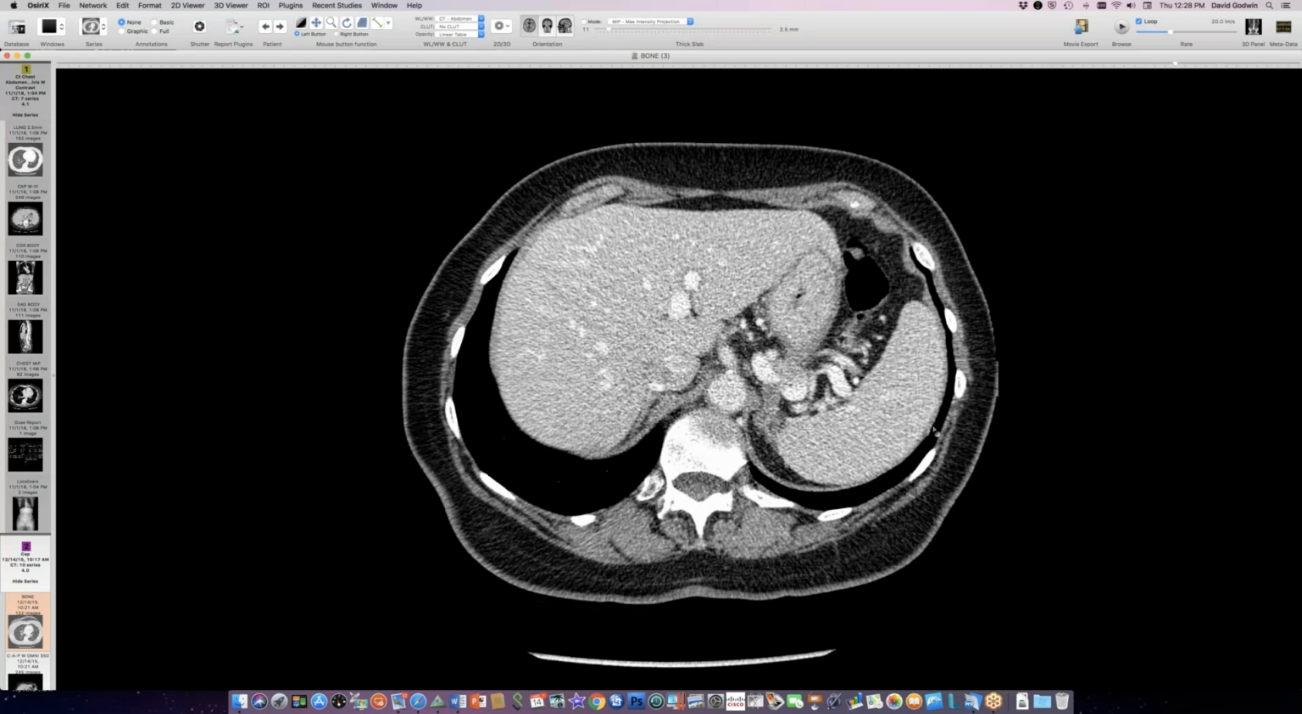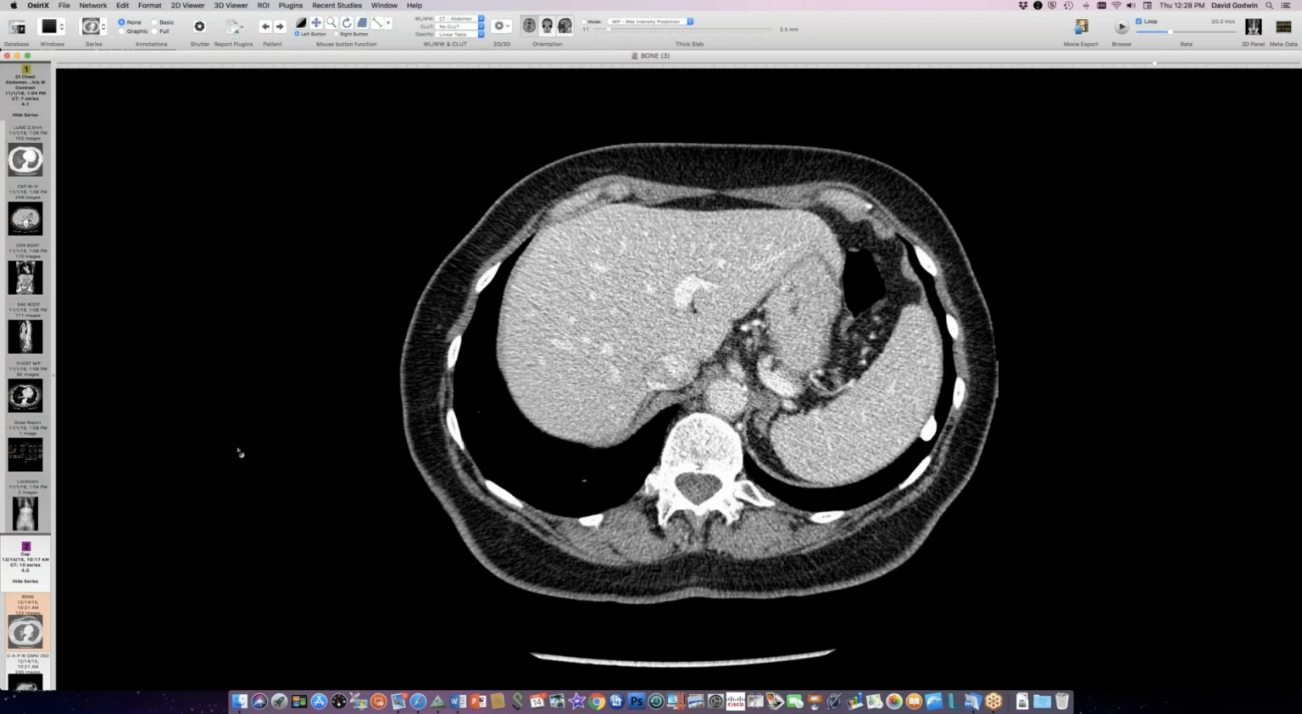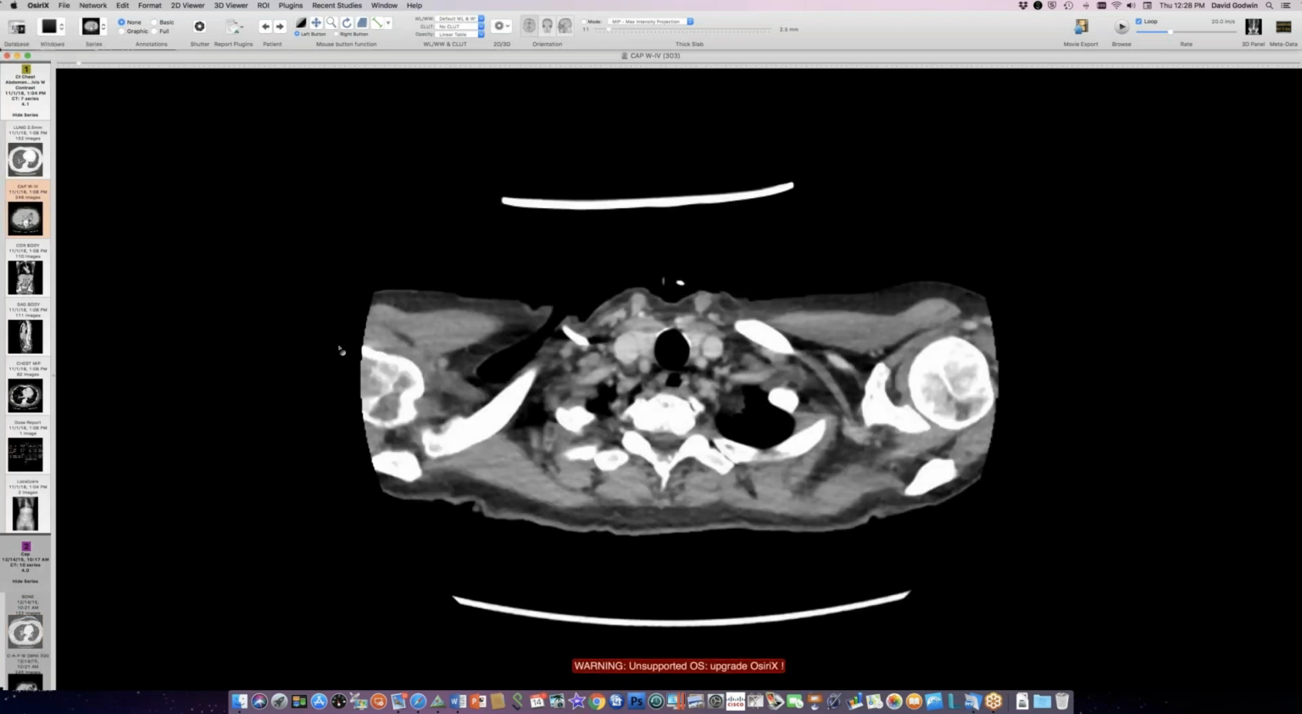It almost looks like rib, doesn't it? It seems to have dense cortex on the edges and then a more lucent center to it. Yeah, like a piece of bone. So there was a follow-up CT later on, and this sucker is moving around.